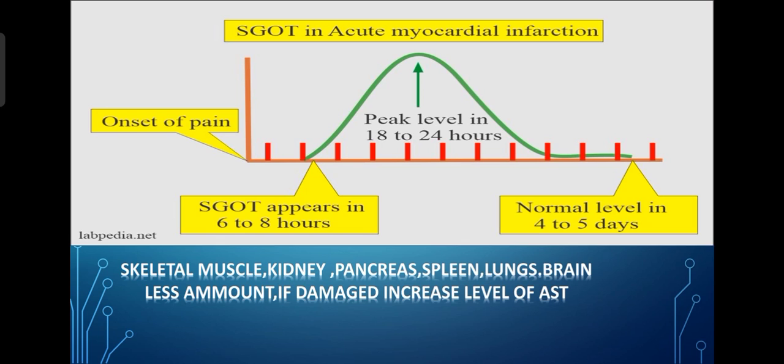Here you can see the graph in case of acute myocardial infarction. Once the pain is onset, after 6 to 8 hours, SGOT appears. After 18 to 24 hours, you can see the peak level of SGOT. Later, it will come to normal level after 4 to 5 days.